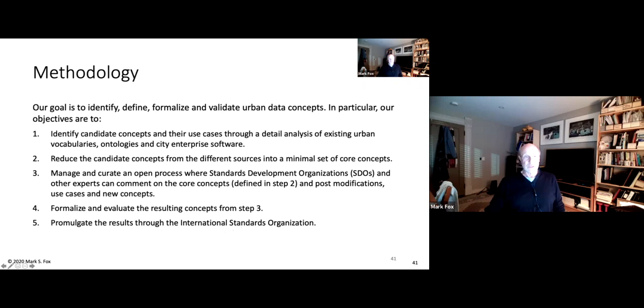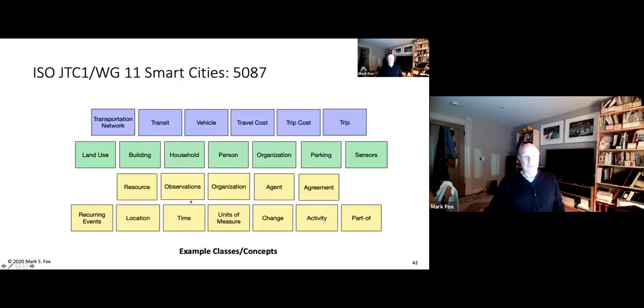So the bottom line is our goal in development of 5087 is to create an open process so that members of other standards organizations and experts in general around the world can participate in defining the concepts and properties, the ontologies for each of the levels that we're pursuing. What we're starting out with is the ontologies developed as part of the iCity transportation planning ontologies. So those ontologies that I mentioned earlier are forming the starting point of the 5087 three levels.